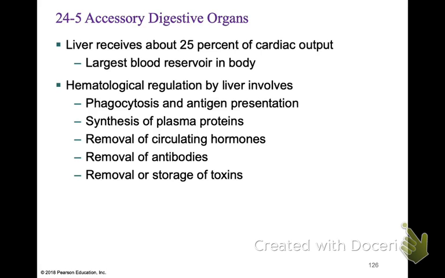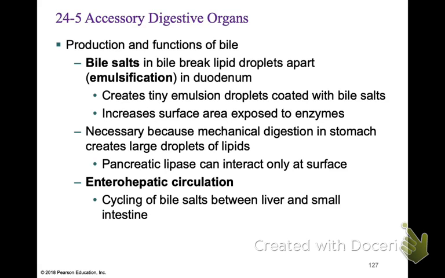Phagocytosis and antigen presentation, that's part of your immune system. Synthesis of plasma proteins, albumin, and all those other plasma proteins, with the exception of the gamma globulins, which are antibodies. Most of your plasma proteins are made in the liver, including the ones involved in clotting, which is fibrinogen and thrombin. Your liver removes hormones from circulation. If you had a surge of epinephrine, adrenaline, because you were stressed, your liver and kidneys will help remove those. It removes antibodies, and it removes and stores toxins.